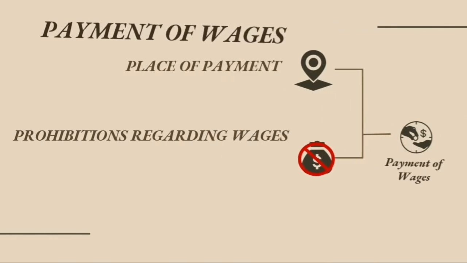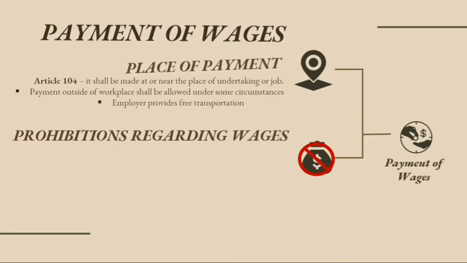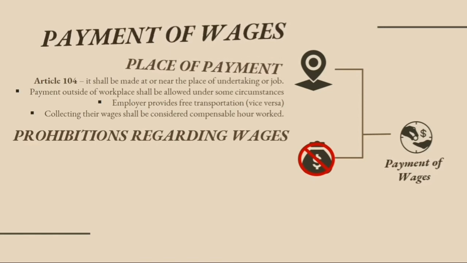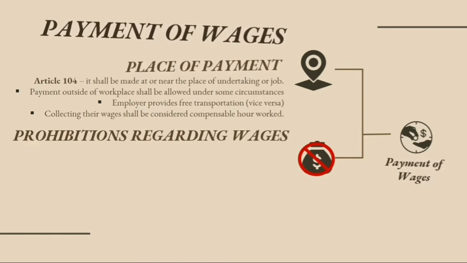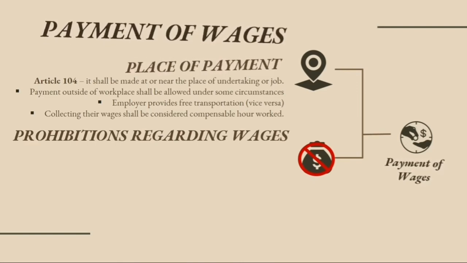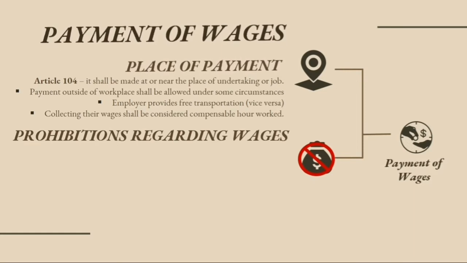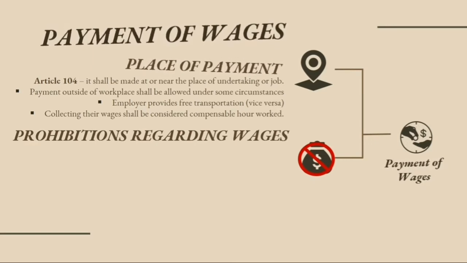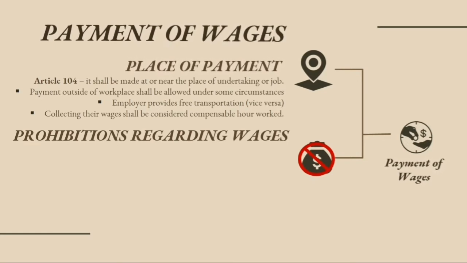The next question is, where will be the place of payment of wages? So the next article provides that it shall be made at or near the place of undertaking or place of the job. Okay, so payment outside of the workplace shall be allowed only under some circumstances, such as in the absence of peace and order in that place, or because of some reason of actual emergencies, or due to fire or flood or epidemic and other calamities. So the place of payment can be changed.